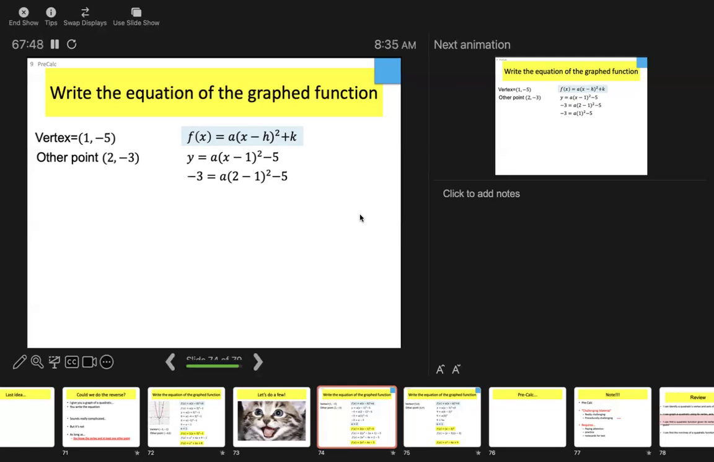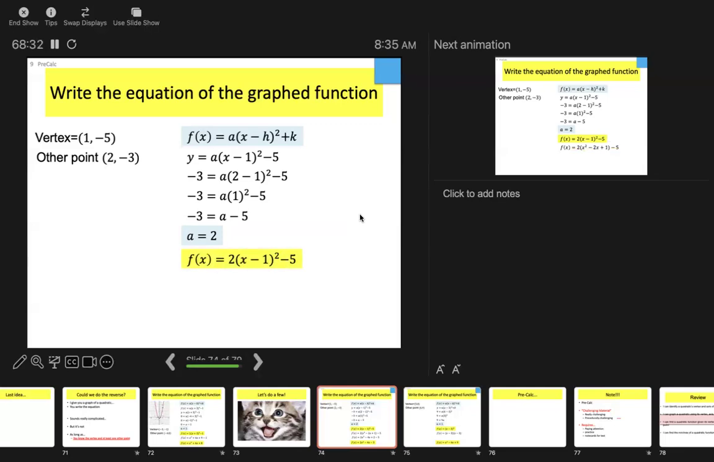2 minus 1 is 1, and then squared is 1. Okay, now what? The 1 went nowhere because 1 times a is a, right? Then you add 5 to the other side to get 2, so a equals 2. Plug it back in. So final answer: f of x equals 2 times the quantity x minus 1 squared, minus 5.